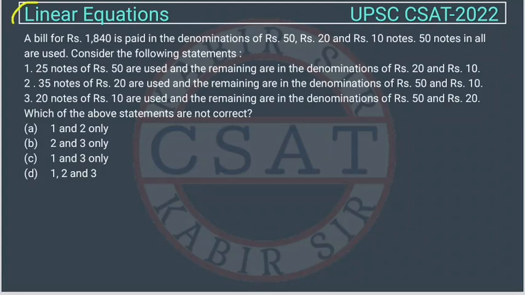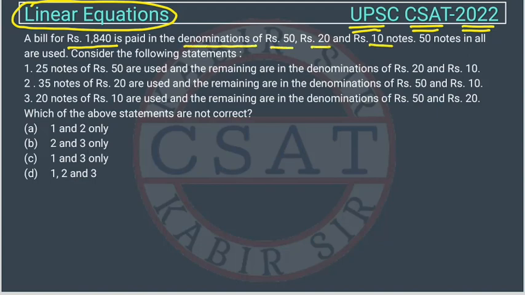This is a question from the chapter linear equation asked by UPSC in their CSAT paper of 2022. A bill for rupees 1840 is paid in the denomination of rupees 50, 20 and 10 notes. 50 notes in all are used. So total how many notes are used? Total 50 notes are used, right?